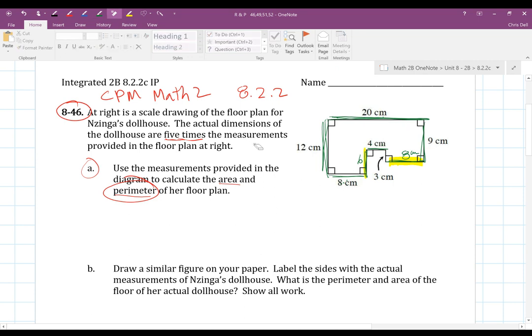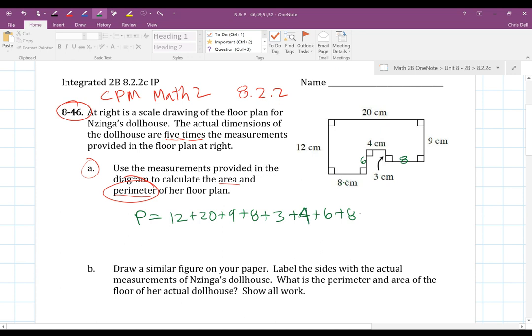Okay, so I've got my sides now. Let me erase all my marks here and just rewrite my side lengths. So I know this is 6 and this is 8. So my perimeter now, I just add them all up. 12 plus 20 plus 9 plus 8, I'm just working my way around, plus 3 plus 4 plus 6 plus 8. Add all of my sides up, and that should give me 70. So I have 70 centimeters for my perimeter.